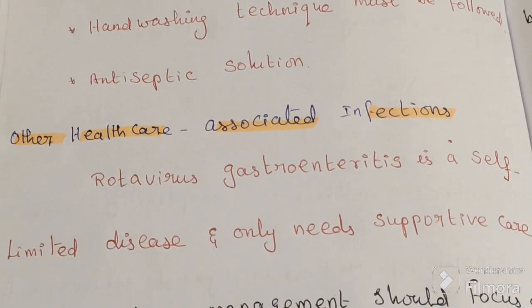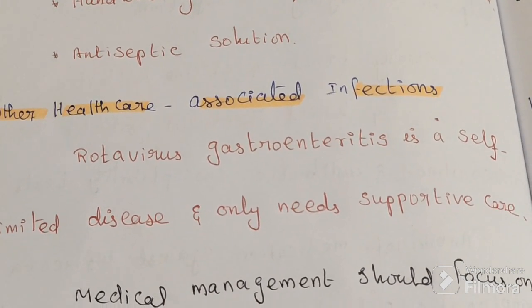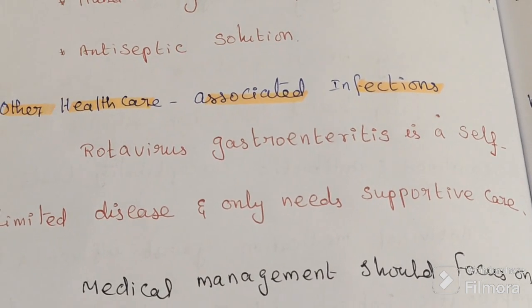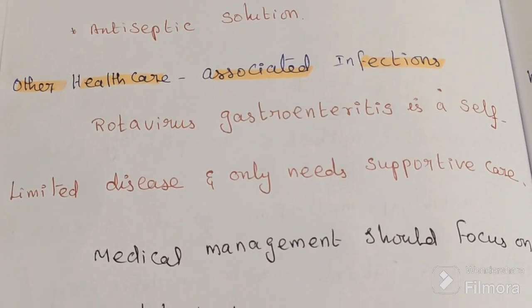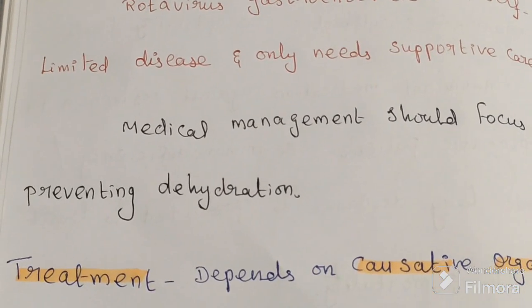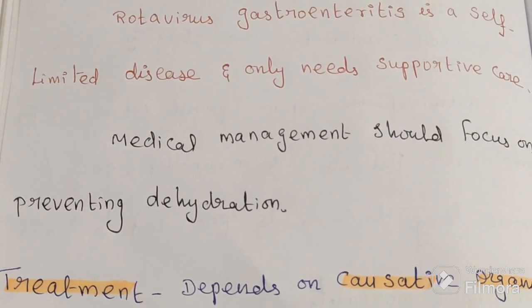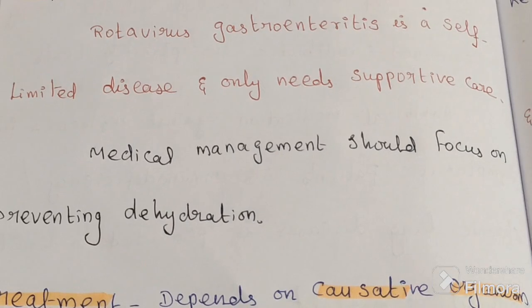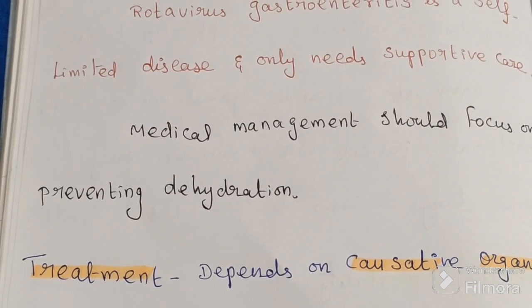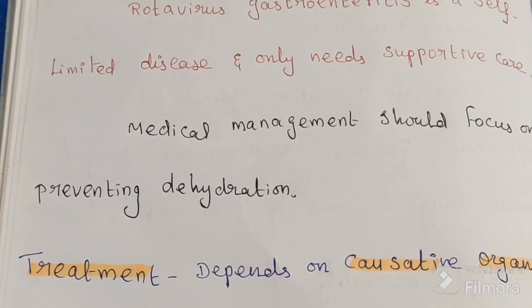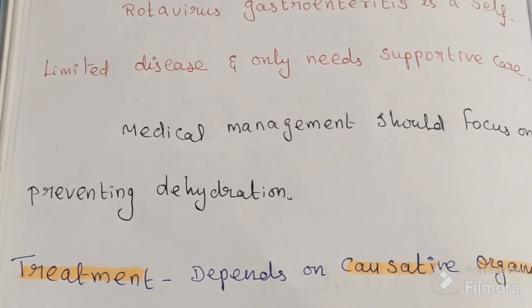Other healthcare associated infection. Rotavirus gastroenteritis is a self-limited disease and only needs supportive care. Medical management should be focused on preventing dehydration. Treatment is not necessary for an asymptomatic carrier of Clostridium difficile. Clinical improvement is usually seen within 2 days of initiating therapy, and the duration of treatment is generally 10 days.